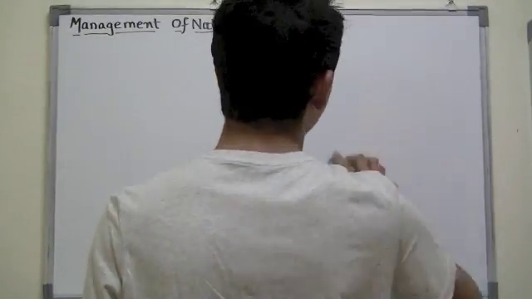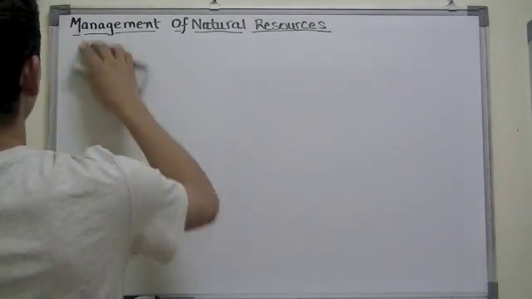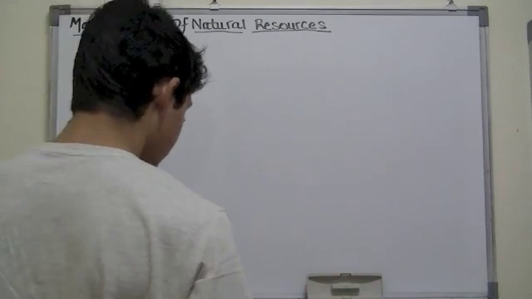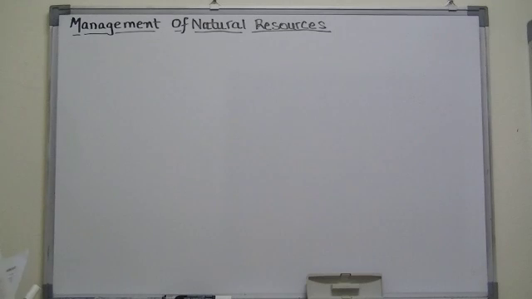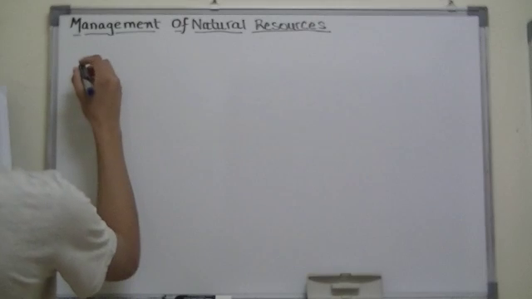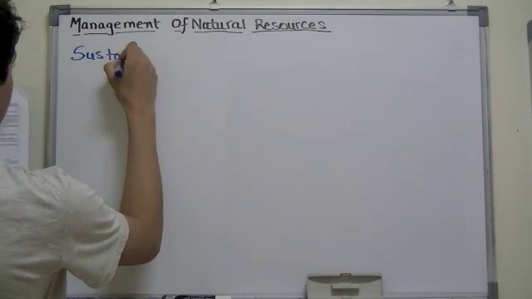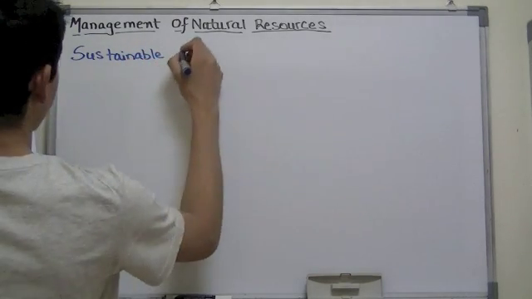Now, as you can see, we are going back into natural and man-made resources, because all of this is dependent on the types of resources. Not just natural resources, but also man-made resources. So what we are going to talk about right now is sustainable development.